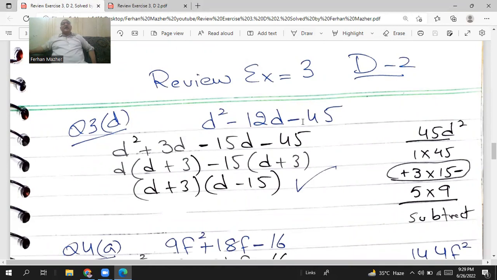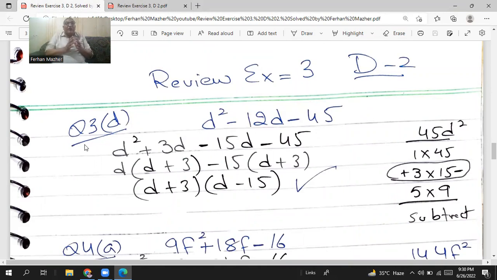With the third term, you have negative sign, so I will write here subtract. So I'm going to choose that pair, which by subtraction will give me minus 12. So you want minus 12. So with the larger number, I will put negative sign. With the smaller number, I will put a positive sign. So here we will write d square plus 3d minus 15d minus 45.